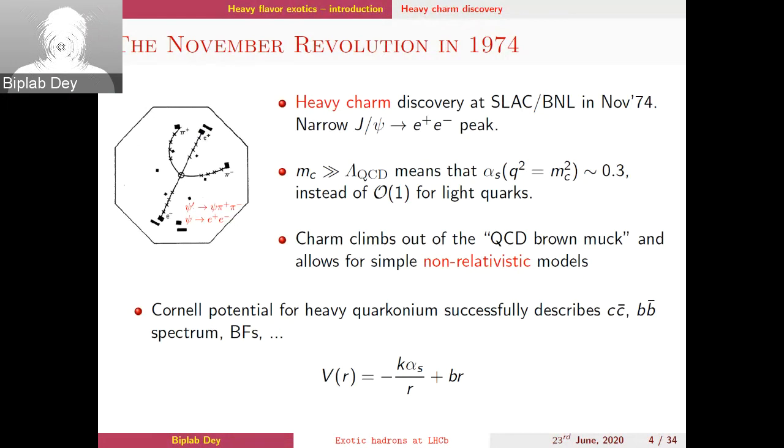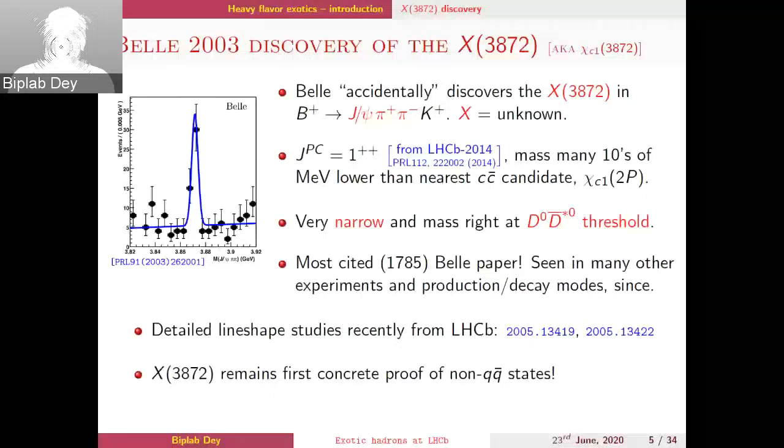Okay, so I think the first problem of sorts started appearing in 2003 with the Belle discovery of the X(3872), which is also now called Chi_c1(3872). This was sort of an accidental discovery because Belle is a B factory. It was not meant to do spectroscopy, it was meant to do CP violation and so on. But Belle discovered this thing in B+ to J/psi pi pi K+. X is unknown, so they were not sure what this is.